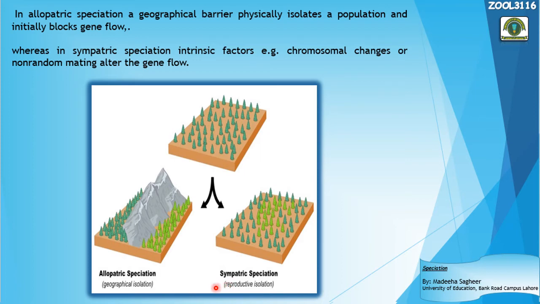Now here I have given the geographical isolation and reproductive isolation. In both cases there is reproductive isolation. Of course, reproductive isolation is the basic requirement of speciation. So in both cases there is reproductive isolation, but here the reproductive isolation is because of physical barriers. But here there is no barrier.